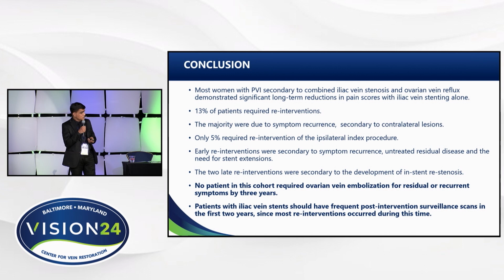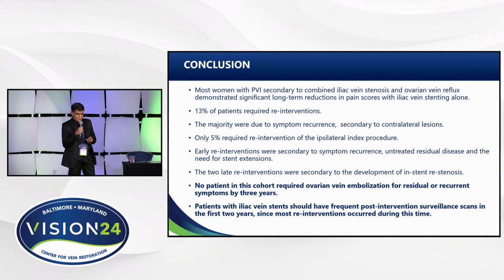So in conclusion, most women with pelvic venous insufficiency secondary to combined iliac vein stenosis and ovarian vein reflux demonstrated significant long-term reductions in pain scores with iliac vein stenting alone. 13% of these patients required reinterventions, and all of them were due to symptom recurrence, but the majority were secondary to contralateral lesions, meaning a new symptom of right-sided discomfort, right-sided pelvic pain, which happened to manifest later on.